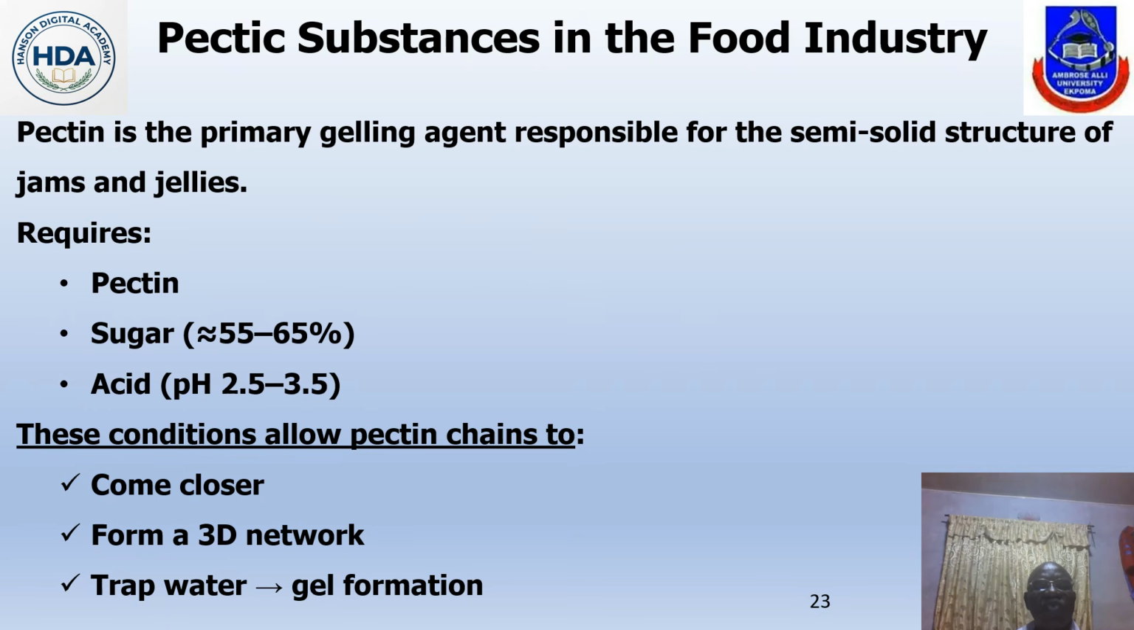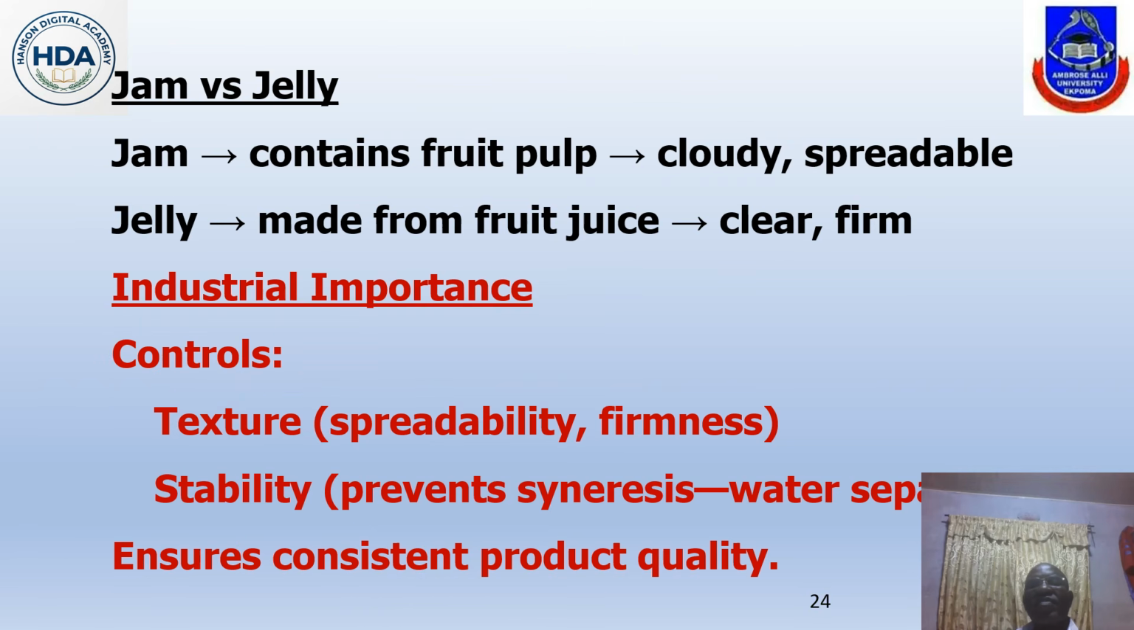Now, this condition of sugar and acid allows the pectin to get closer, form a three-dimensional network, trap water, and gel. Gelation occurs as a result of water trapping. Please note, it's important. Of course, you know now, if you drink too much water, your tummy will be bloated. That's exactly the same thing that happens. Well, for industrial importance, jam and jelly, they control texture, that is spreadability, firmness, prevent syneresis, which is water separation, and ensure consistent product quality.